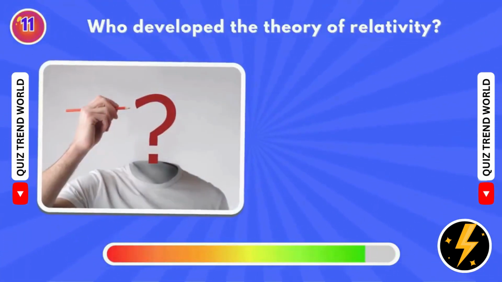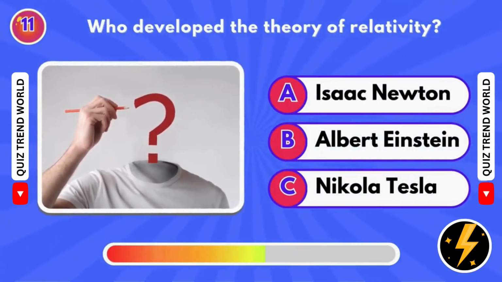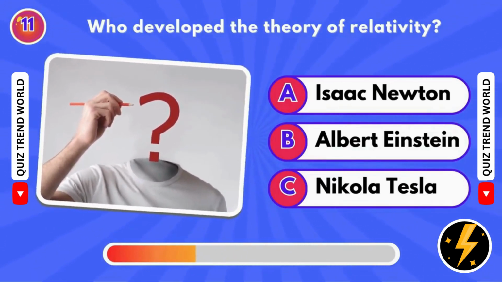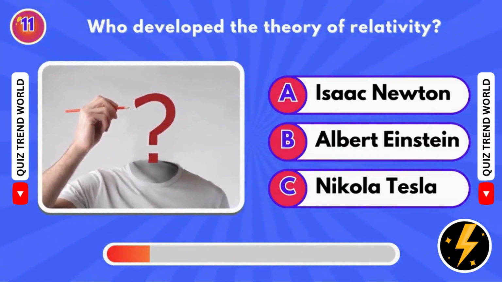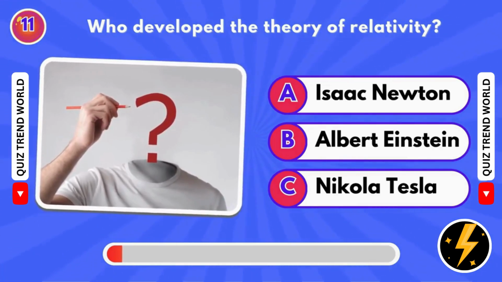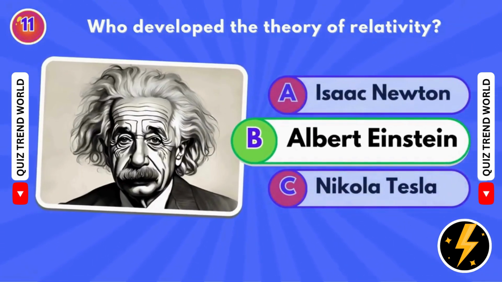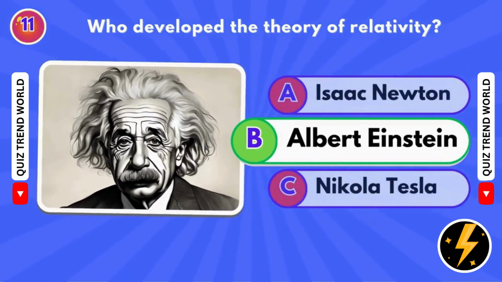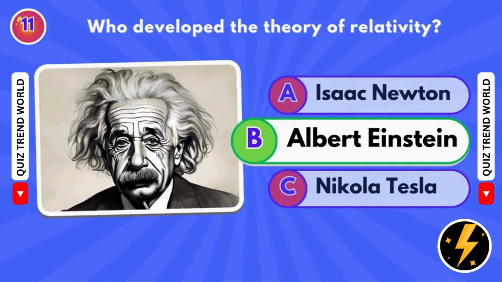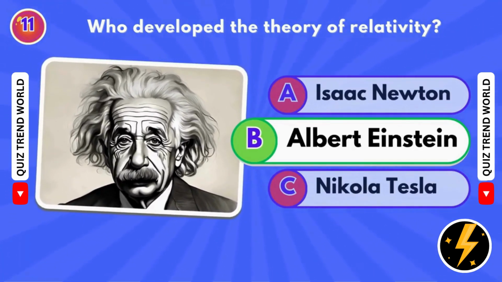Who developed the theory of relativity? Isaac Newton, Albert Einstein, or Nikola Tesla? Albert Einstein. In his 4 papers published in November 1915, Einstein laid the foundation of the theory.